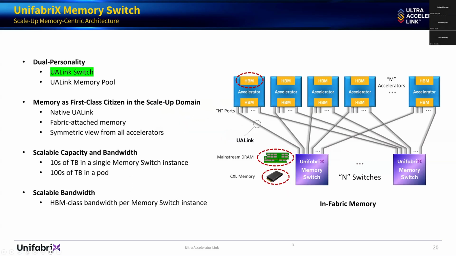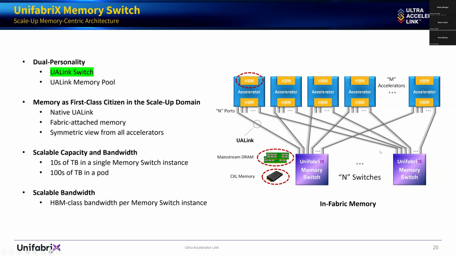The silicon, and the systems that we build, have a dual personality. We build a memory switch around the scale-up memory-centric architecture. The dual personality means that this silicon or system behaves as a UALink switch, and it can also behave as a UALink memory pool. Depending on the implementation, one can choose to have it as a switch and memory.